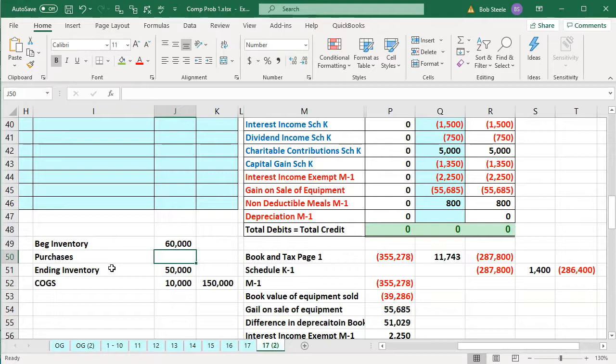You don't really want to think of a whole new equation. You just want to basically put the same cost of goods sold equation and then figure out what purchases is. Now, obviously, you can write this out algebraically. You can do the algebra with it.